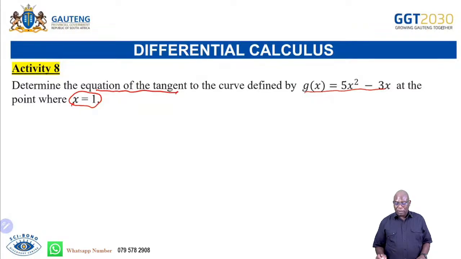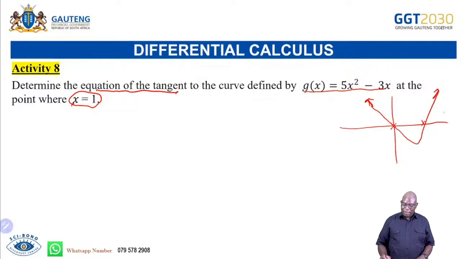In other words, if we have a graph of 5x squared minus 3x, it will be a graph like this where the x value is going to be at 0 and the other one will be 3 over 5 positive. So it will be a graph like this, right? So in other words, we want the tangent at x equals to 1.